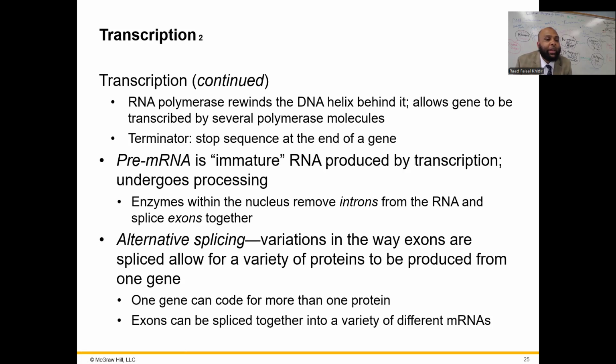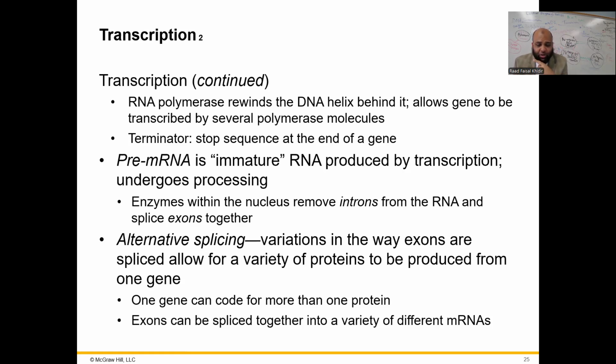And there's a terminator. The terminator is a stop sequence. In the same way we had a stop codon for translating proteins, now we're talking about transcription. So there's a stop sequence at the end of the gene to tell the polymerase, stop. You don't need to transcribe anything more. You have enough template that can be translated.